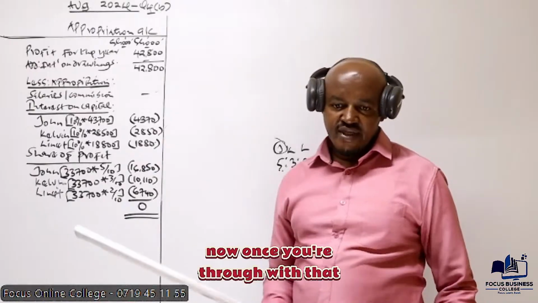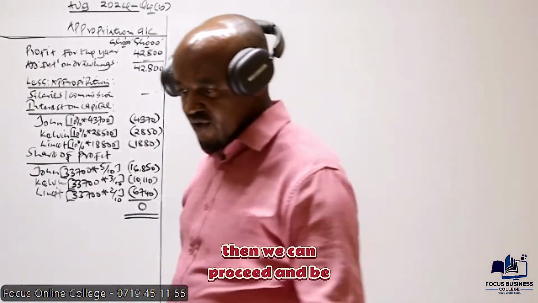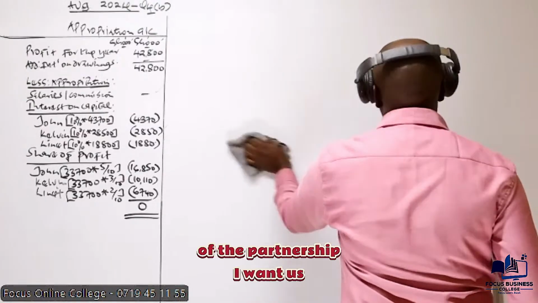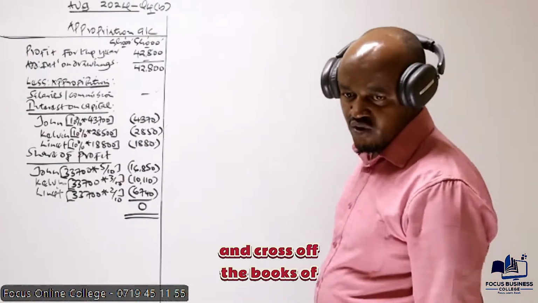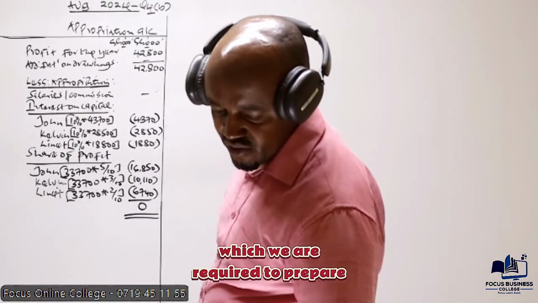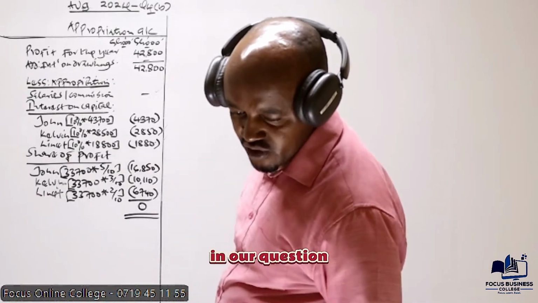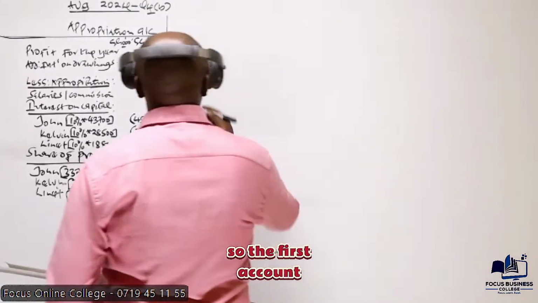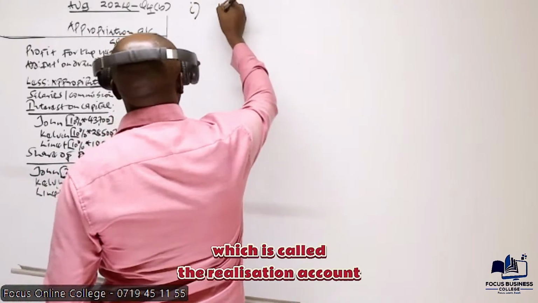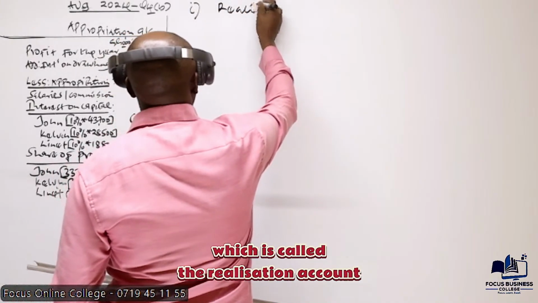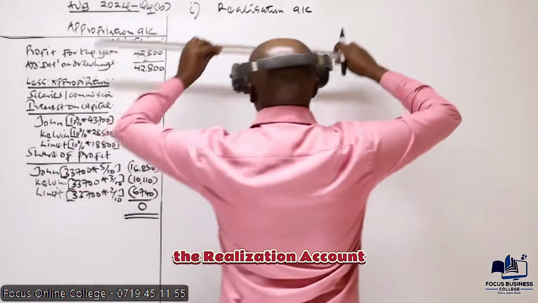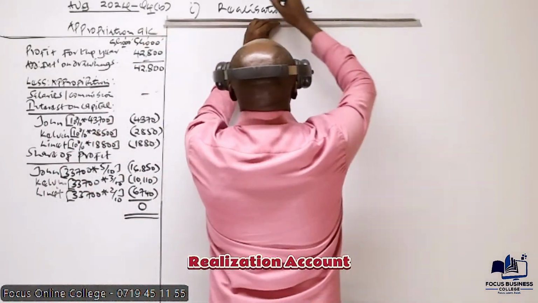Now, once you're through with that, then we can proceed and close off the books of account of the partnership by preparing the 3 accounts which we are required to prepare in our question. So the first account we are required to prepare is the account which is called the realization account.